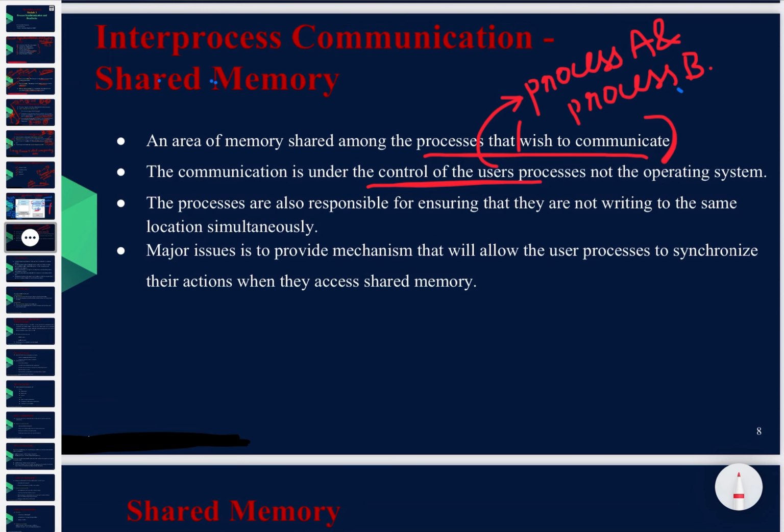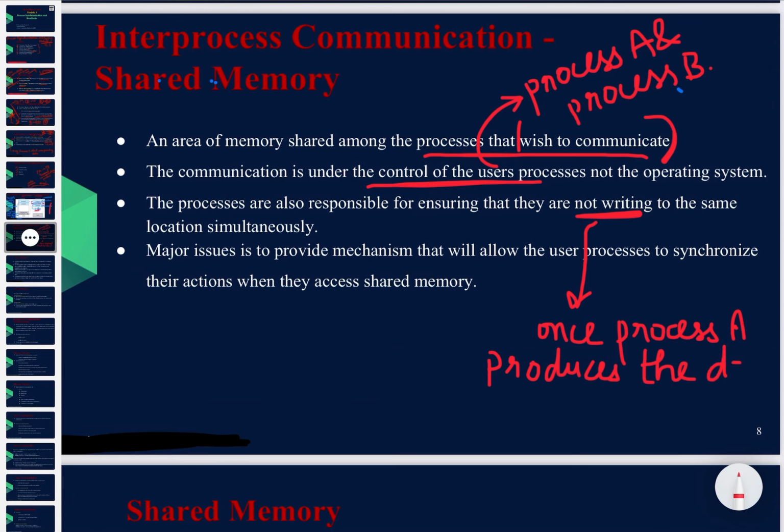The processes are also responsible for ensuring that they are not writing to the same location simultaneously. That means once process A completes its execution or produces the data, only then process B is allowed.